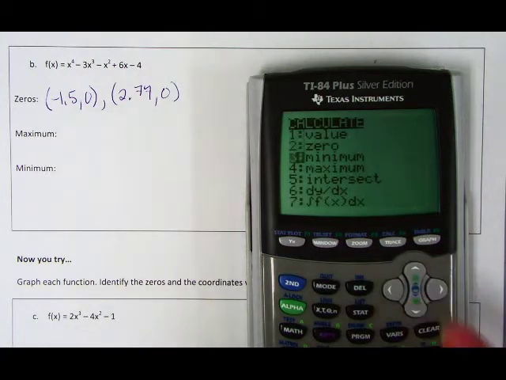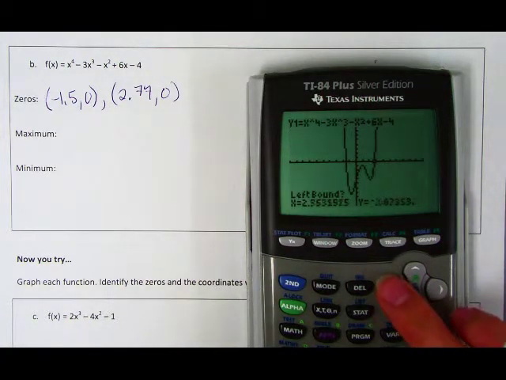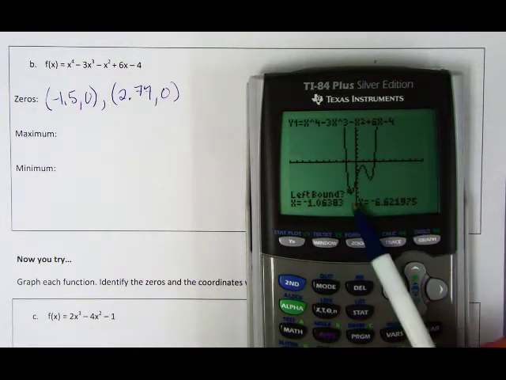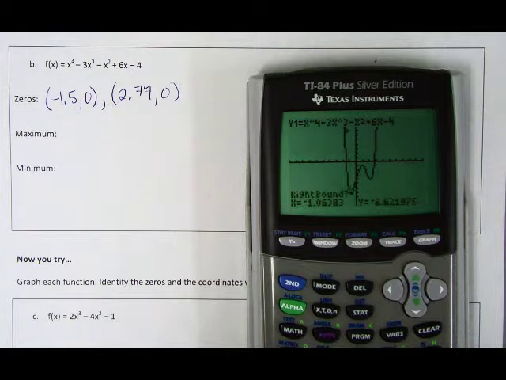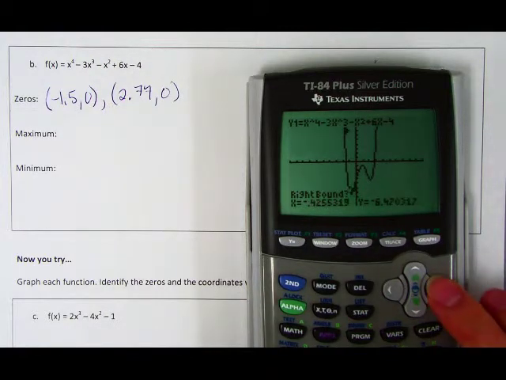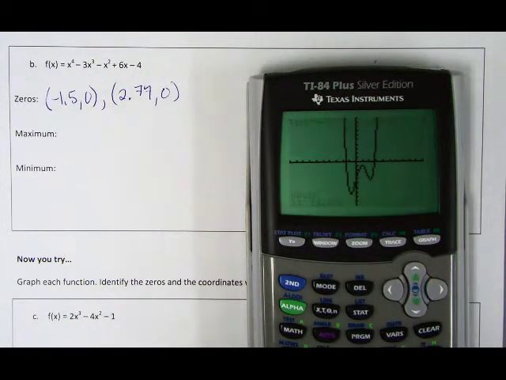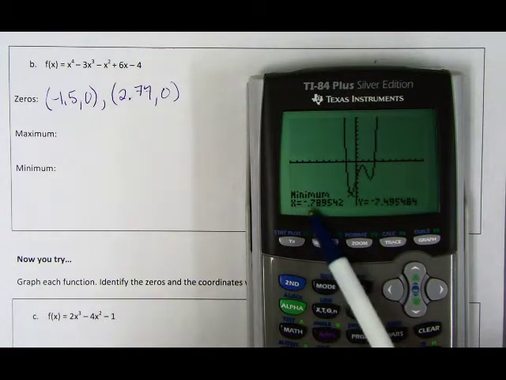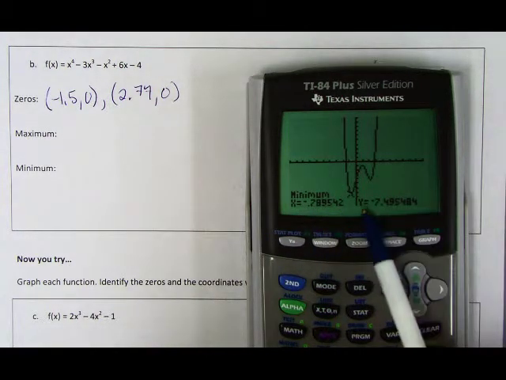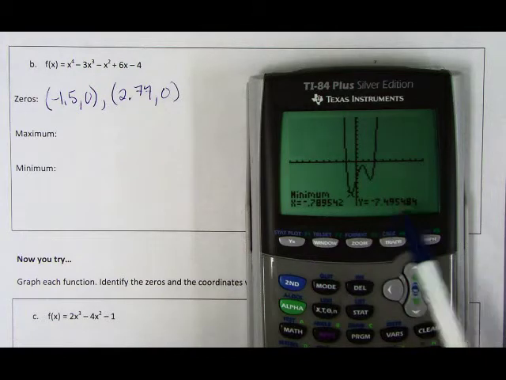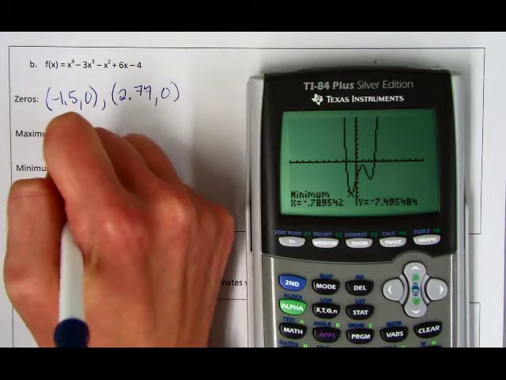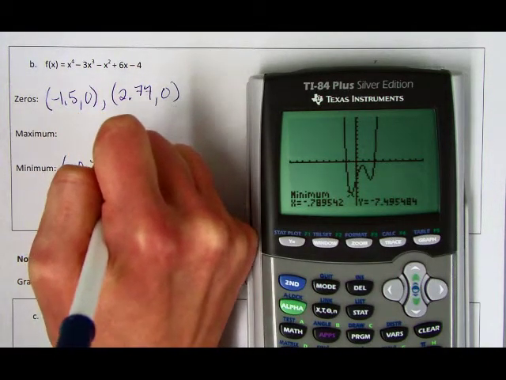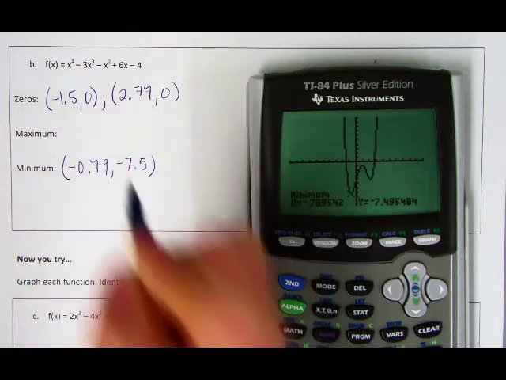Second trace again, we're going to do our minimums. We know that we have 2 of them, so I'm going to scroll back to the most left minimum. Make sure I'm just a little left of where that minimum occurs. Scroll so I make sure I'm just to the right of where that minimum occurs. Hit enter again, and it estimates that my minimum happens at -0.789 and y is equal to -7.49. So we'll estimate this to be -0.79 and -7.5. We'll do that.